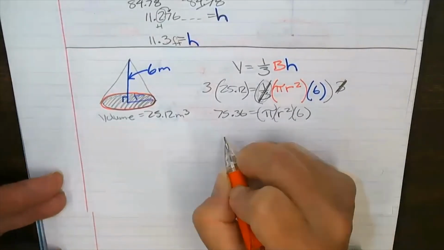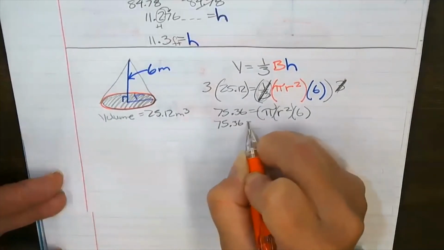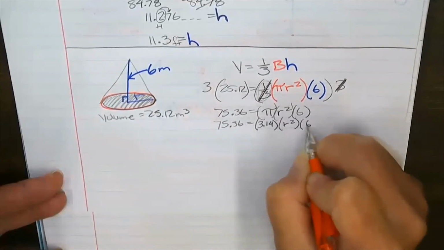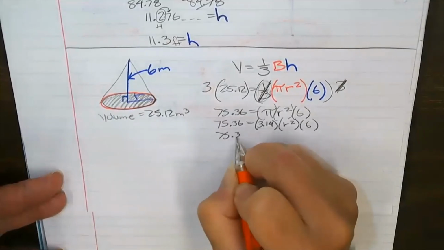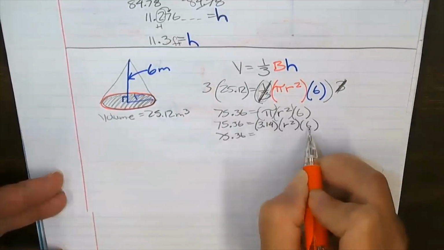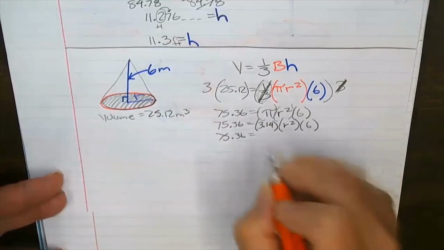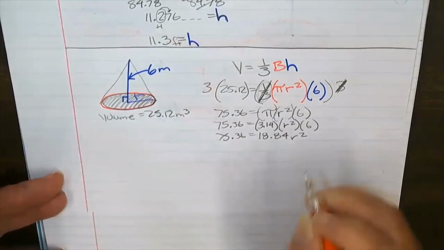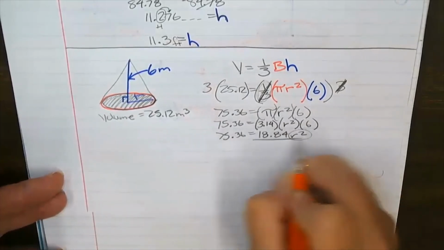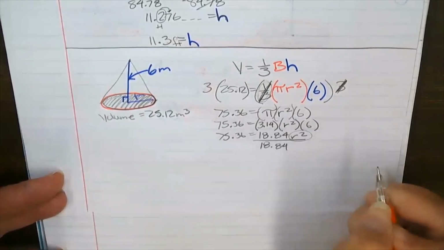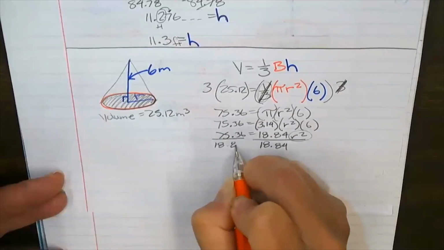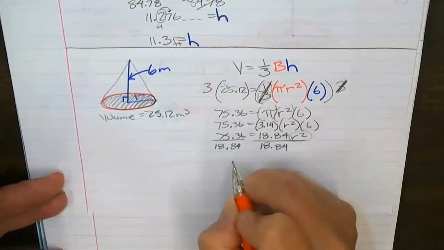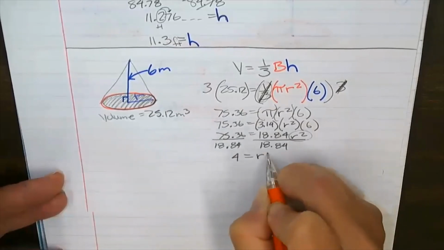Okay. Now let's substitute. 75.36. Pi is 3.14. I still have r squared times 6. I'm going to multiply 3.14 times 6, and I get 18.84 r squared. I still want to isolate my variable here. So I'm going to divide by 18.84. What I do to one side, I must do to the other. So 75.36 divided by 18.84 is 4, equals r squared.